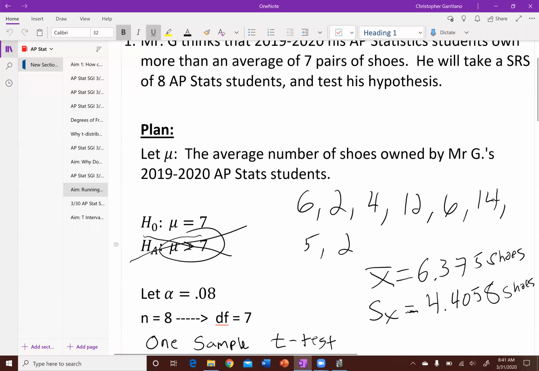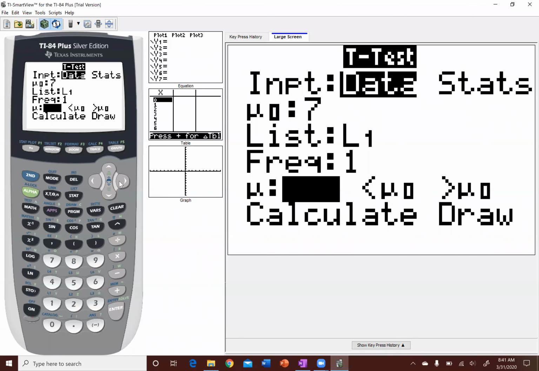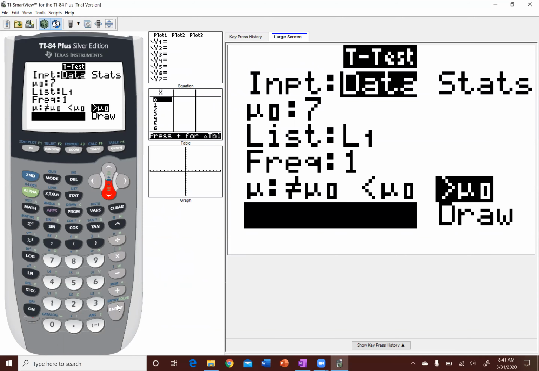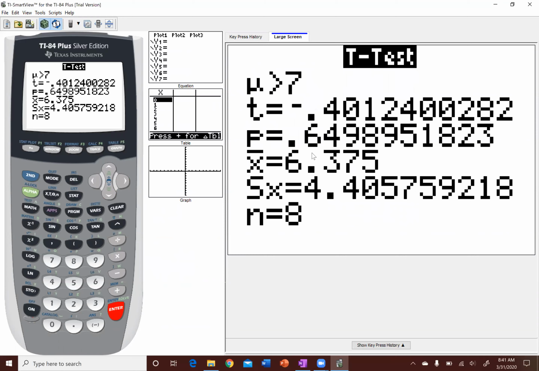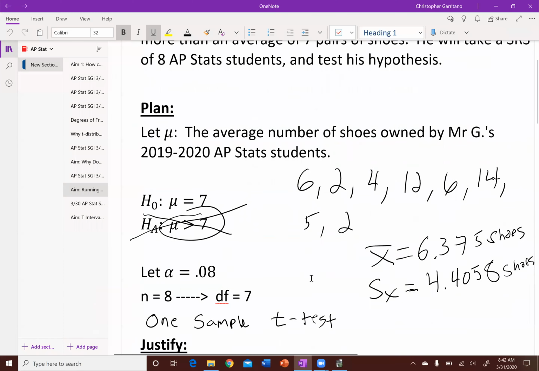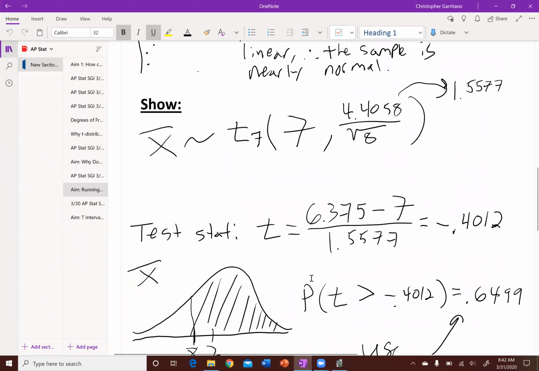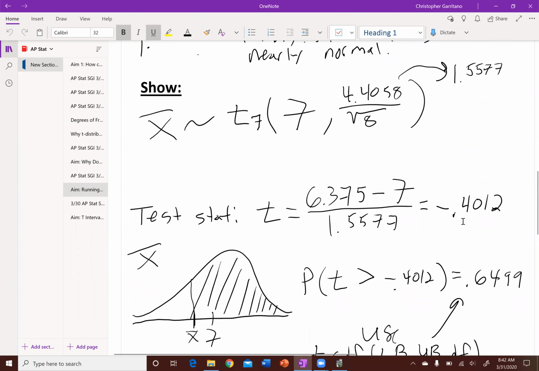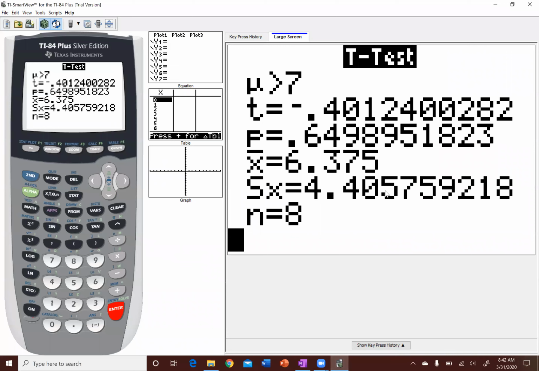And this next option is what's your alternative hypothesis? Going back here, our alternative was that mu was greater than 7. So I'm going to scroll over to greater than mu naught. Remember, we set mu naught to be equal to 7. All right. Once that's done, we're going to calculate. And we're given a lot of good information here. We're given the test statistic. So let's see how that compares to the one we calculated by hand. Negative 0.4012 is what we calculated by hand, and that's exactly what the calculator gives us.